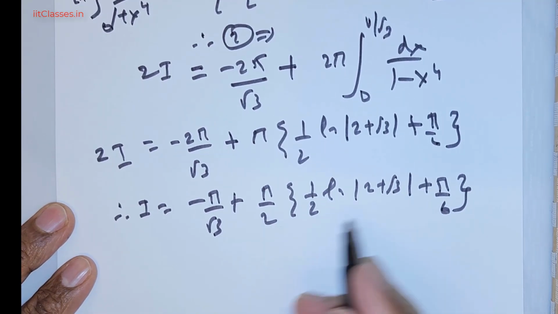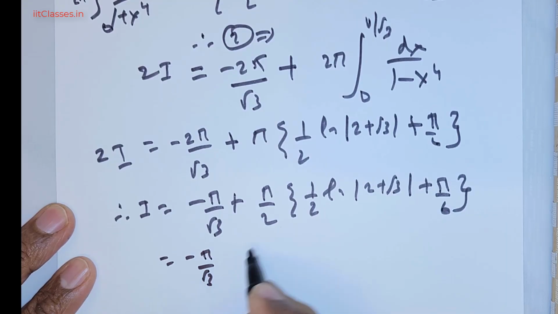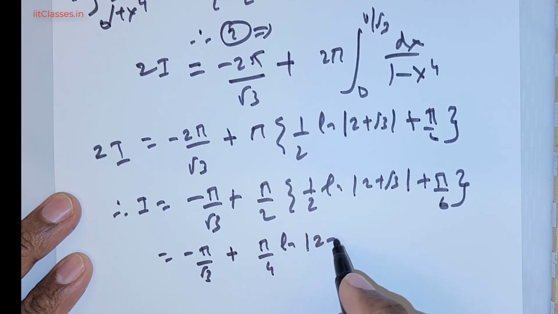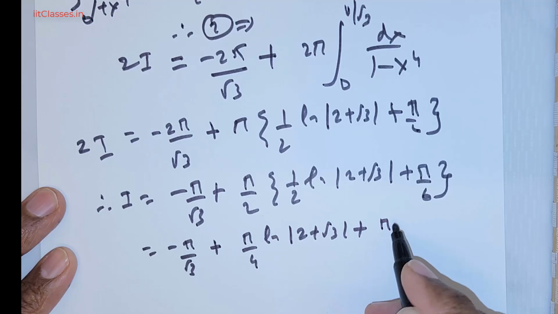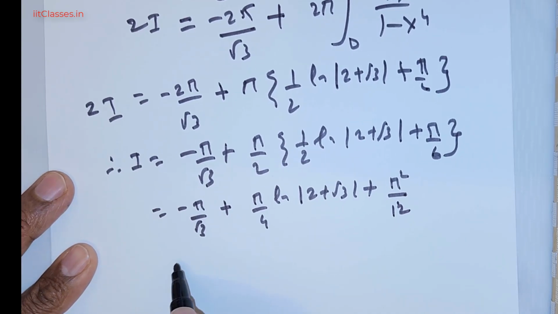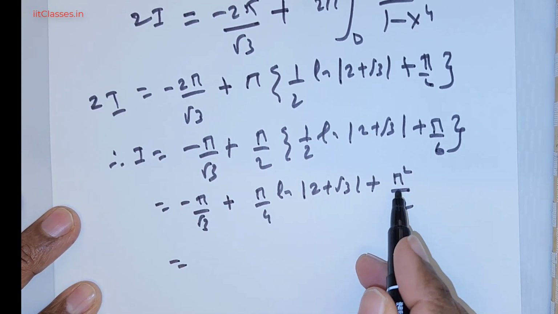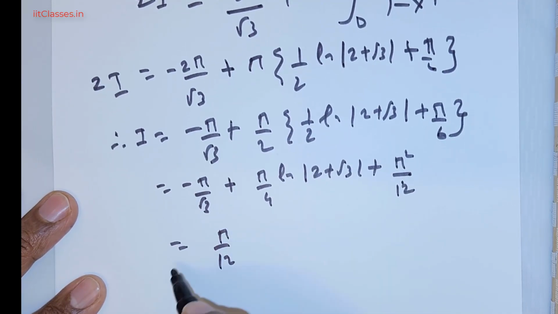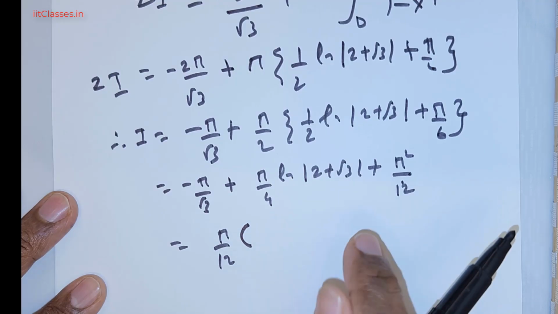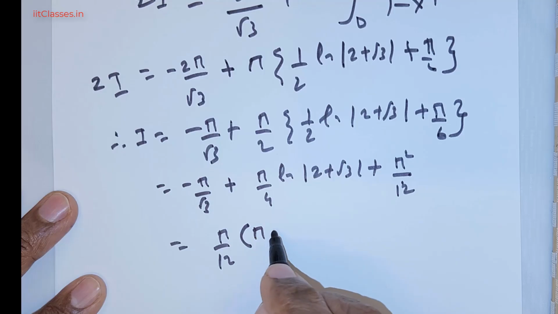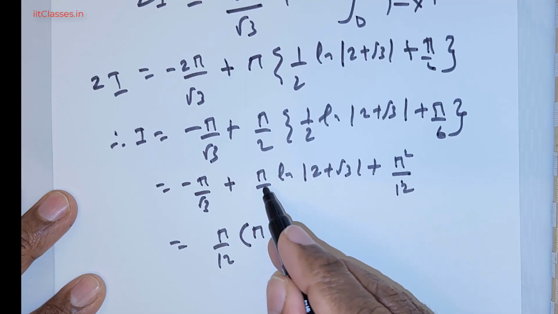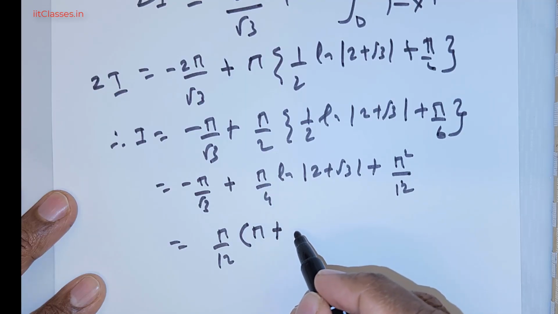Now if you want, you can distribute this pi over 2 all through. So this is going to be pi over 4 ln modulus 2 positive root of 3 positive pi squared over 2 times 6 is 12. Now further, if you want, you can take this pi over 12 out. If you take this pi over 12 out, then clearly you have a pi here. Okay, fair enough, positive. Now I need to produce pi over 4 here, right?